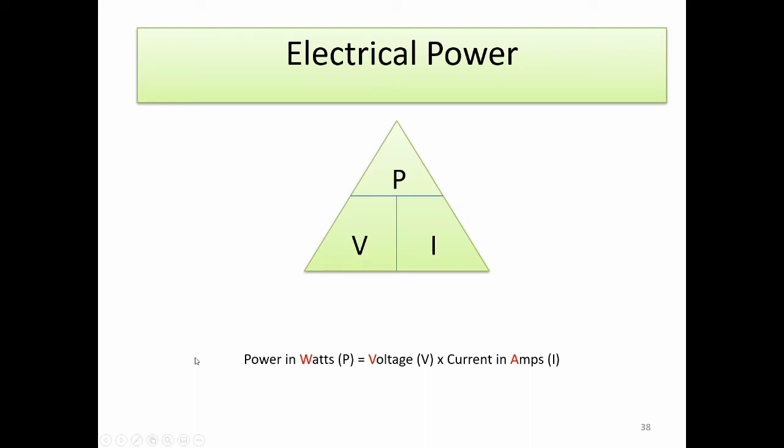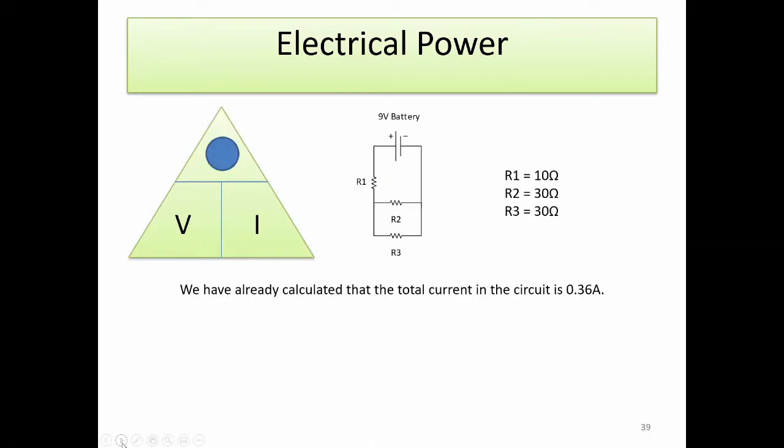Now we come on to electrical power. Again, we can use our triangle, and power in watts equals the voltage times the current in amps. So we've already calculated that the total current in the circuit is 0.36 amps. So the total power consumed by the circuit is V times I, which is 9 times 0.36, which works out to 3.24 watts.